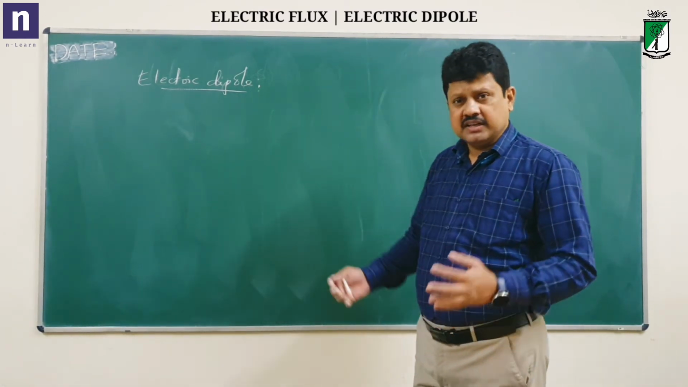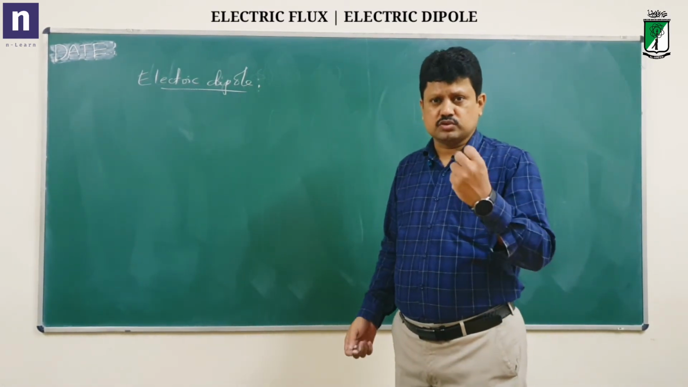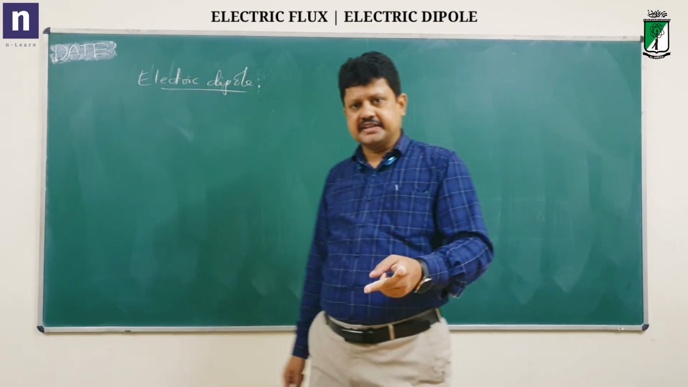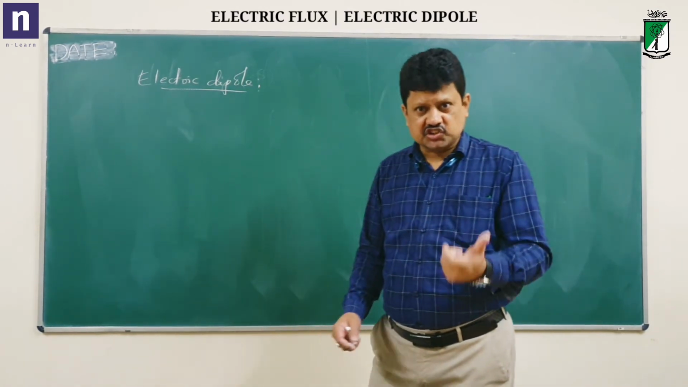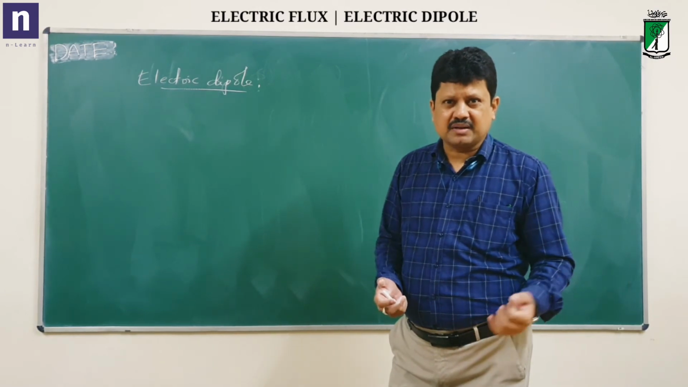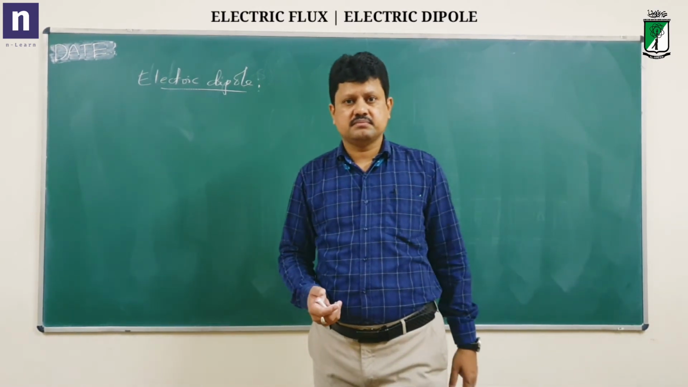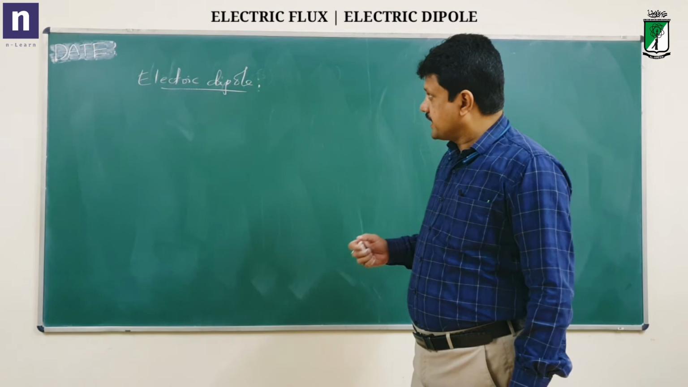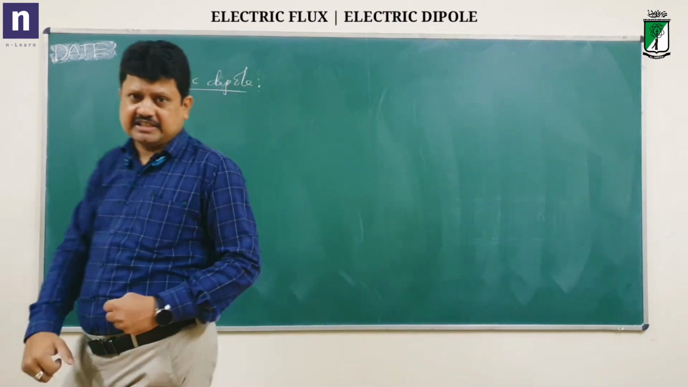Similarly, in electricity, in electric charges, you have learned there are two kinds of charges, positive and negative. So if both the charges are present in a system separated by a small distance, then it is called a dipole, simple. There are many such molecules which are dipoles. Let us just check the basic definition for electric dipole first.